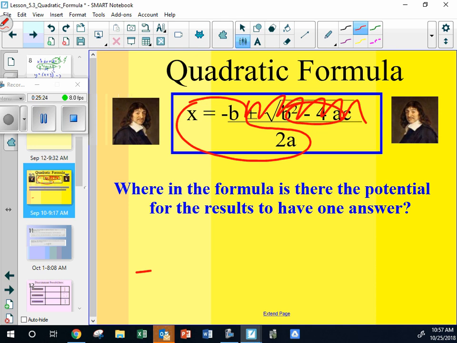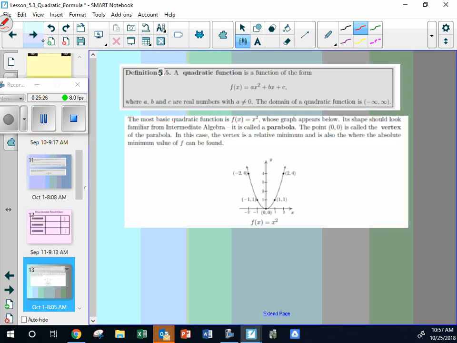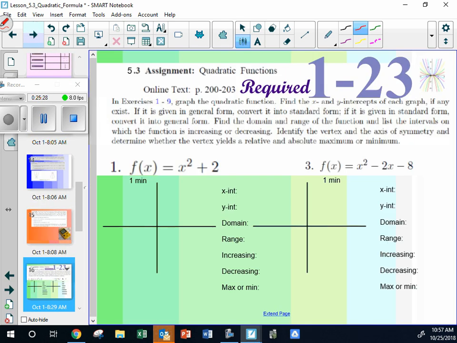There's your new stuff for today. So now, take a look at the homework, which starts right here.